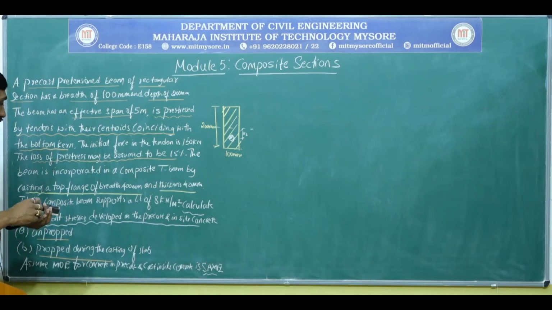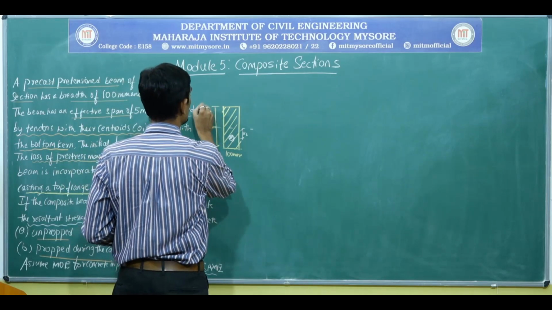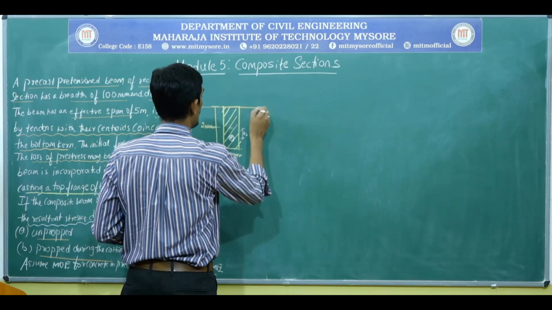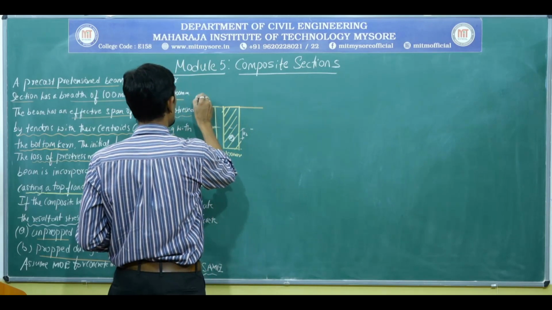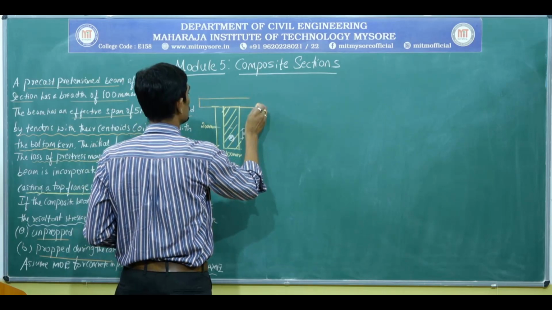The top flange is of breadth 400 mm and thickness 40 mm. Now I will write down the top flange of 400 millimeter and thickness 40 millimeter.